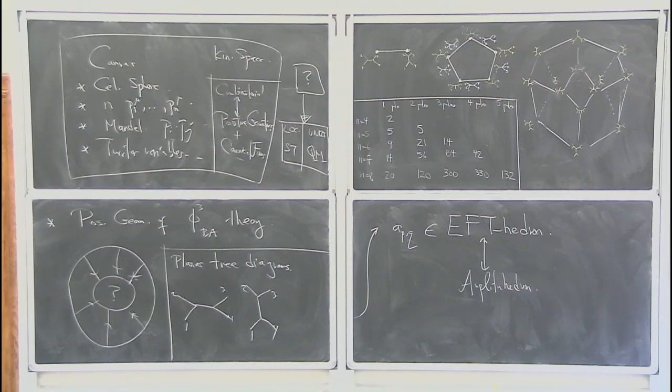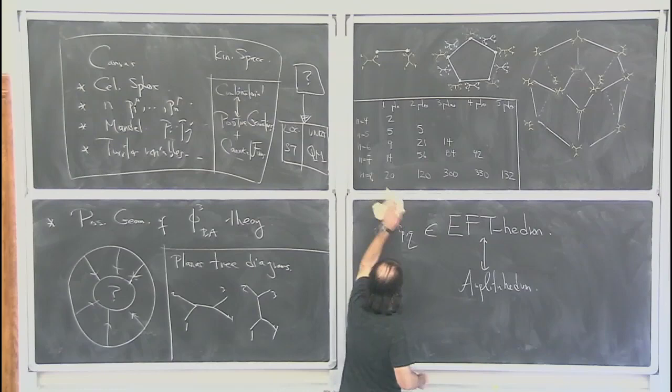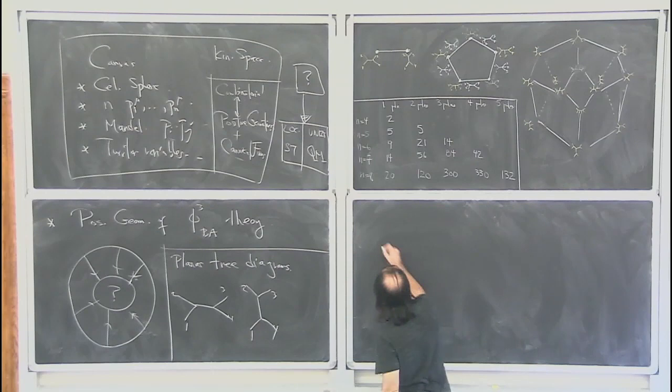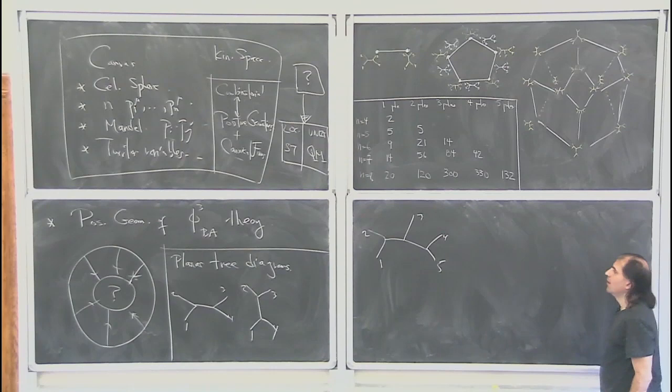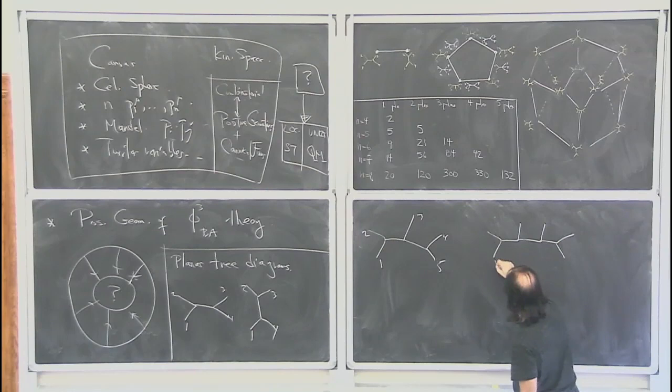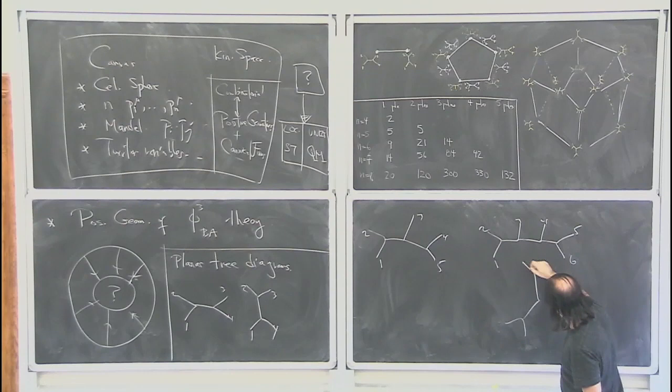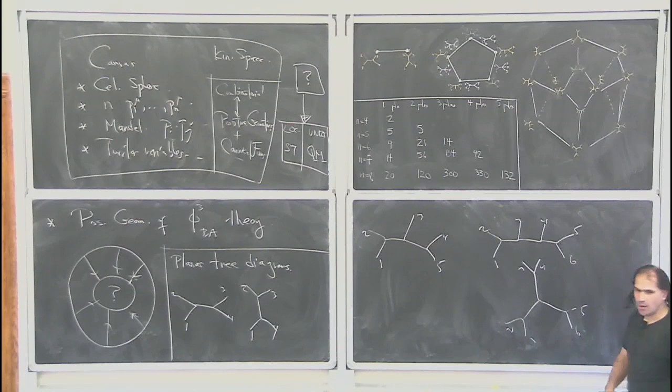At 5 points, I would have the same thing, 1, 2, 3, 4, 5. I could cycle the indices around, okay? At 6 points, I could have things that, again, look like this, 1, 2, 3, 4, 5, 6. I could also have new-looking diagrams, like this Mercedes-Benz diagram, 1, 2, 3, 4, 5, 6, and so on. Okay? Is it clear what we're doing? We're just drawing tree diagrams with an ordering for the external particles. That's practically what we're doing.